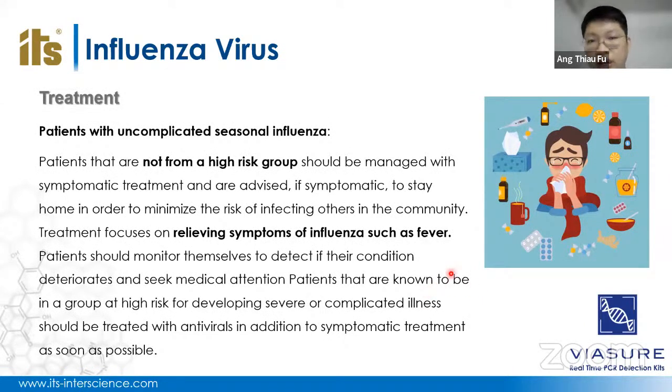After you diagnose and the patient is identified, what treatment should be given to those infected? Basically you divide people into two groups. The first group is infected but doesn't have any complicated symptoms, so they are not from the high risk group. These are healthy adults. Normally you go for treatment based on the symptoms.